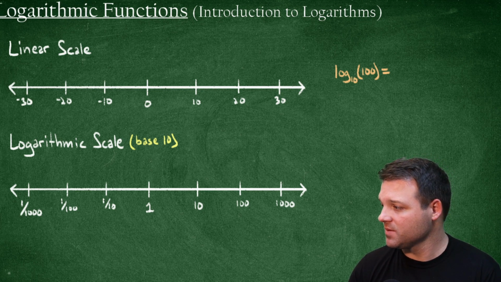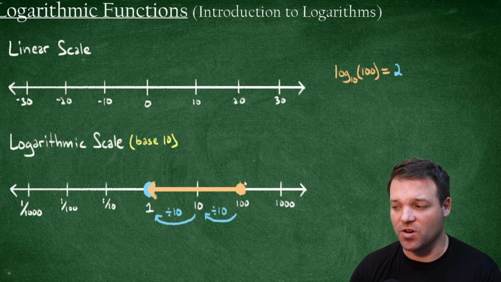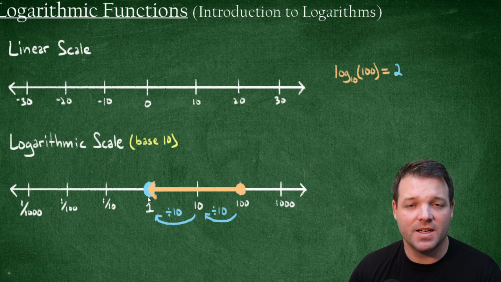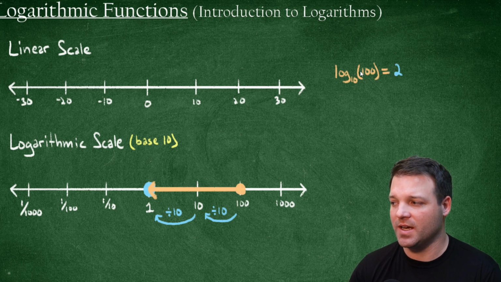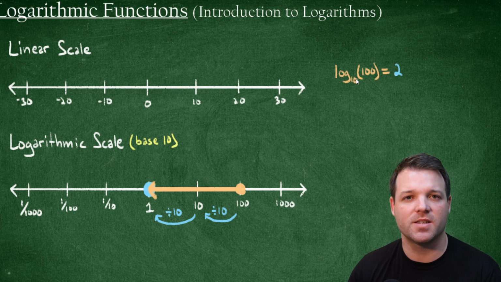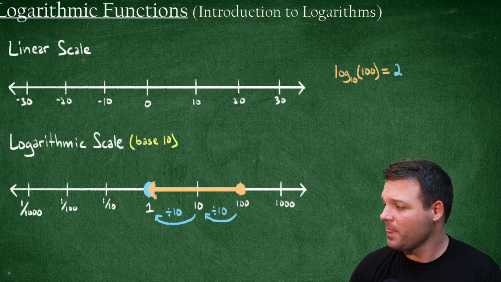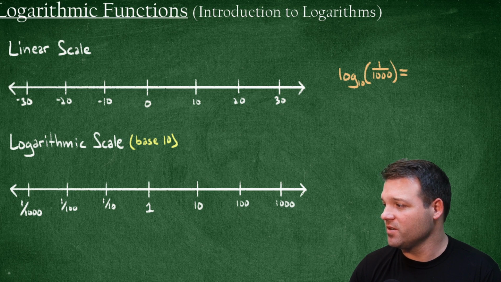Well, in this case, I'm going to start at 100, and I'm going to divide by 10 once, and then divide by 10 again, and I'm back to 1. And so the answer of log base 10 of 100 is 2. I had to divide 100 by 10 twice to get back to 1. Pretty easy, right? They're really not that hard. All right, let's continue on. Let's do another one. This one is a little bit harder.